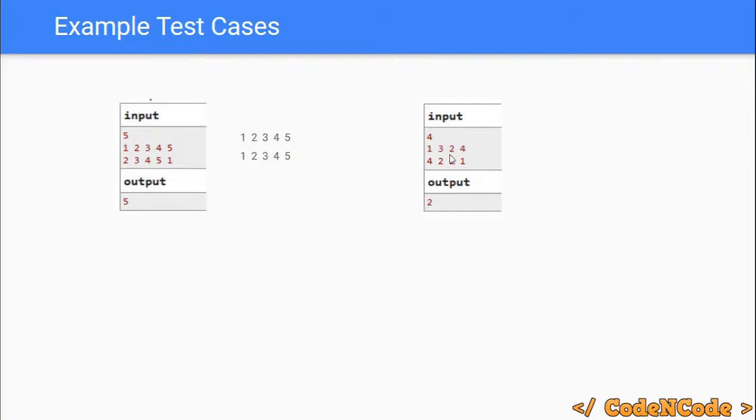Currently we have 0 matching. So what we can do is perform one right cyclic shift. If you perform one right cyclic shift on array B, it would be 1 4 2 3, and we can see we have 2 matchings. 1 is matching with 1 and 2 is matching with 2. So the overall maximum matching we are able to obtain is 2.